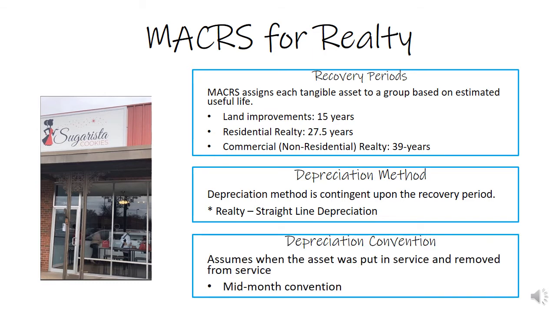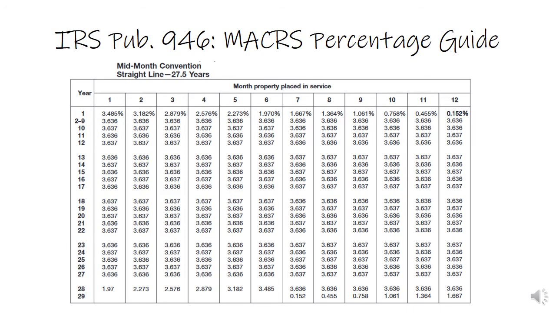And as far as depreciation convention goes, real property uses the mid-month convention. Here's an example again from IRS publication 946 that shows the depreciation schedule. This one happens to be the schedule for residential property, which takes the straight line depreciation over 27.5 years.